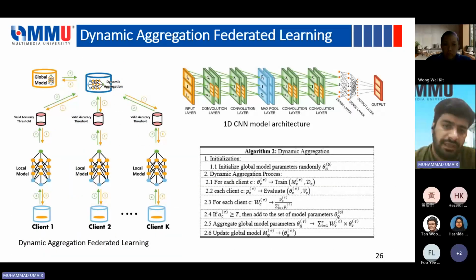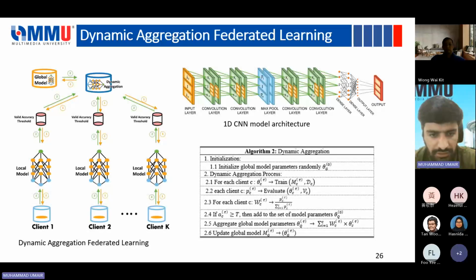Now about the dynamic aggregation. For the dynamic aggregation, we introduced a validation threshold accuracy. The model needs to be trained on the client side first, and then it needs to go through the validation accuracy threshold values. Upon that, the different models will be combined together in aggregation, and then it will update the global model weights, and then those global model weights can be utilized.